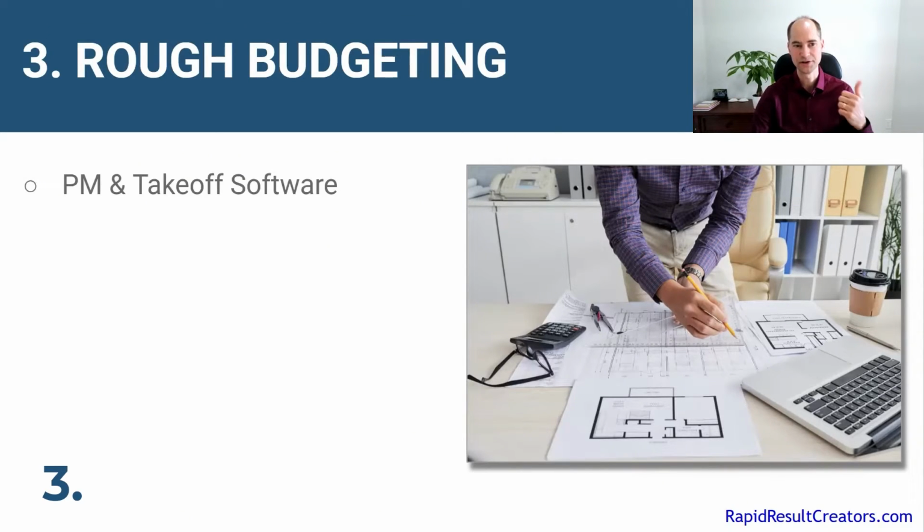Now, for rough budgeting, you're going to need project management and takeoff software. The three that I like to use is JobTread, Build Exact, and Contract Foreman. Those are my top three for residential general contractors. If you're a commercial contractor, then things like Procore is the big name and the popular one out there. There are other ones as well. JetBuild, I believe, is another good one.